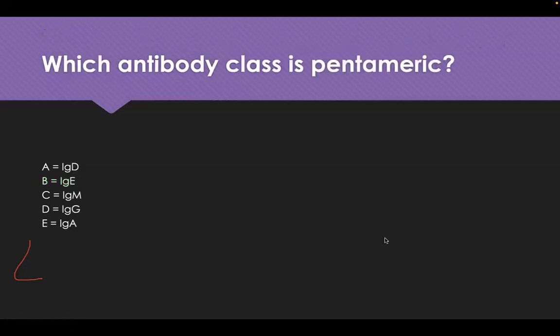Okay, which antibody class is pentameric? Pentameric just means that it's characterized by having 5 subunits, so pentagon. And if you can picture that in your brain, if you can picture what it looks like, and so that is IgM.